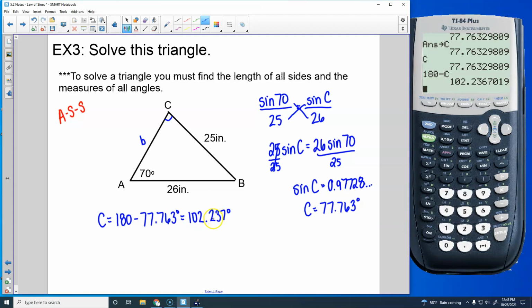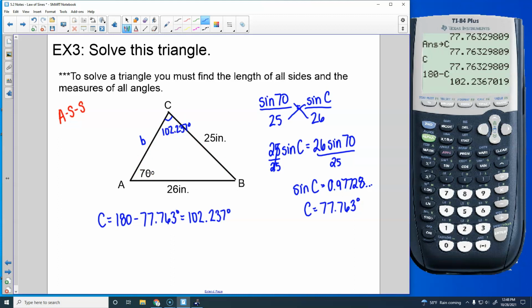Okay, so what I want to know is, could angle C also be 102.237? It could this time, right? Because 70 plus 102.237 would just be 172.237, which is less than 180 degrees. So this is a possibility for your triangle.